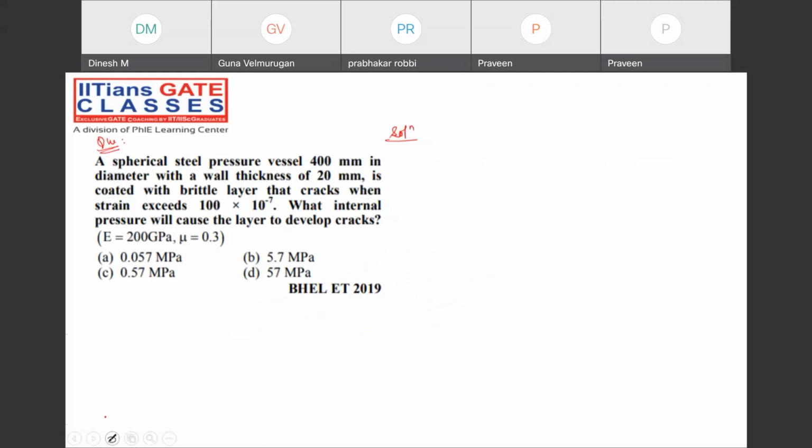Now try to understand. A spherical steel pressure vessel of 400 mm diameter with wall thickness 20 mm is coated with a brittle layer that cracks when the strain exceeds 100 into 10 power minus 7. What is the internal pressure that will cause the layer to develop cracks? That is a very good question, very simple and straightforward. All of you, please try it for 1 minute.